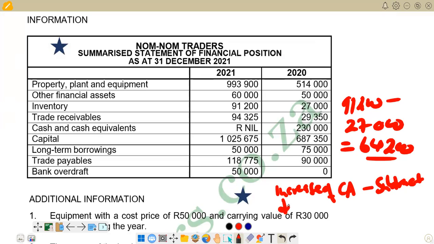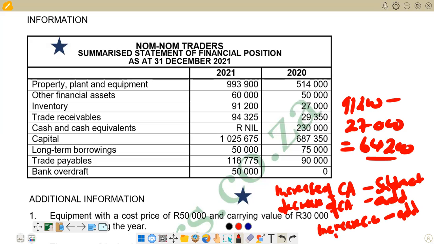Then a decrease of current assets, we are supposed to add there. The opposite is true for current liabilities. For current liabilities, if it's an increase of current liabilities, we do the opposite. We are now adding an increase of current liabilities, we add, and then a decrease, we subtract. So basically, we can use that as a way of making it easier when we are dealing with these movements.